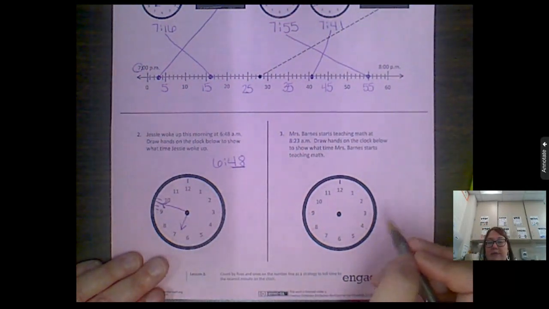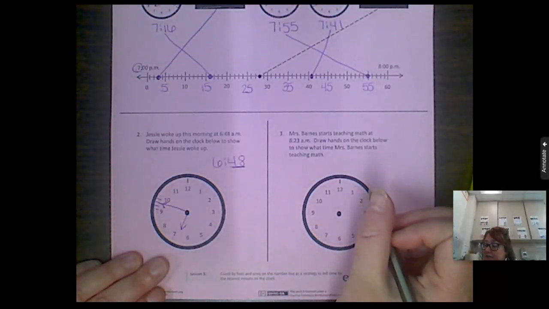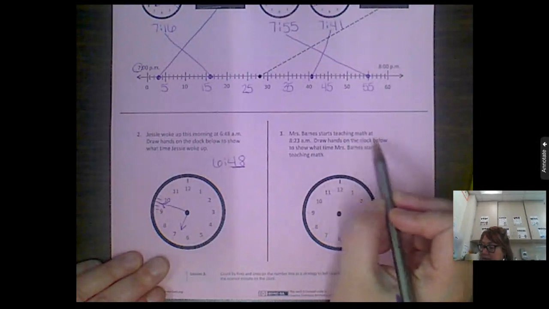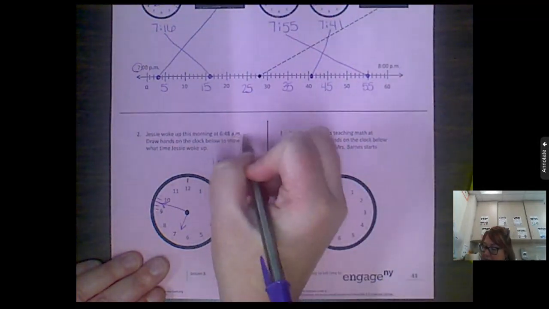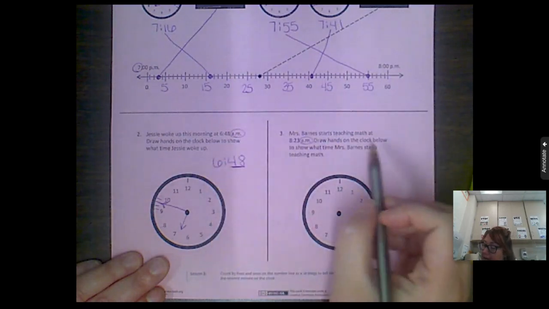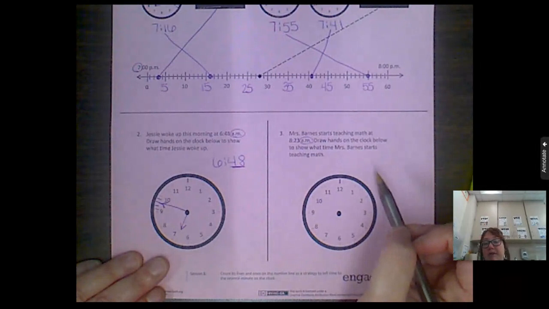Okay. The next one is another problem just like that. It says Mrs. Barnes starts teaching math at 8:23 a.m., which means morning, right? Same thing, Jessie woke up in the morning. Draw hands on the clock below to show what time Mrs. Barnes starts teaching math. Will you pause it and do this one on your own too and then check back with me after?